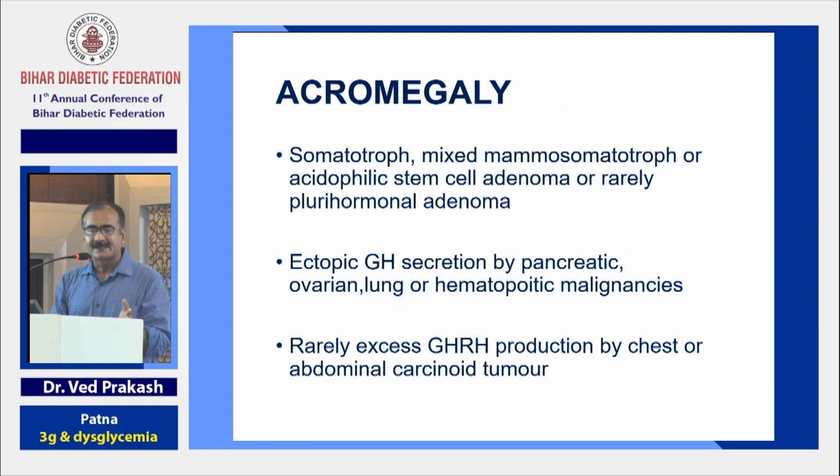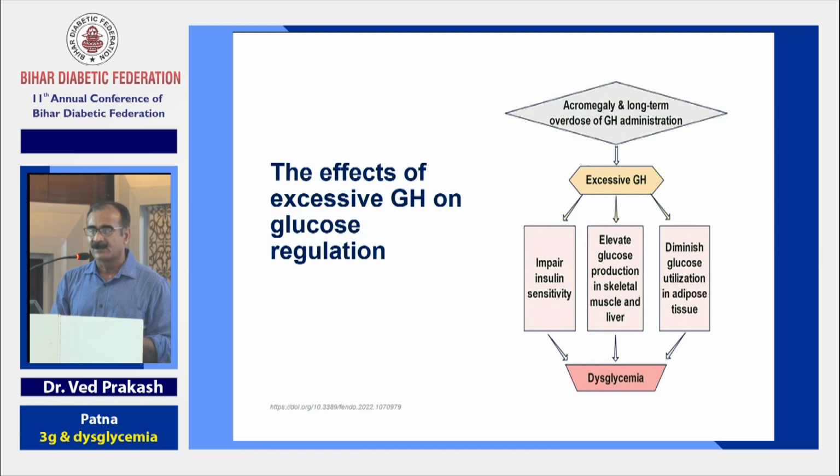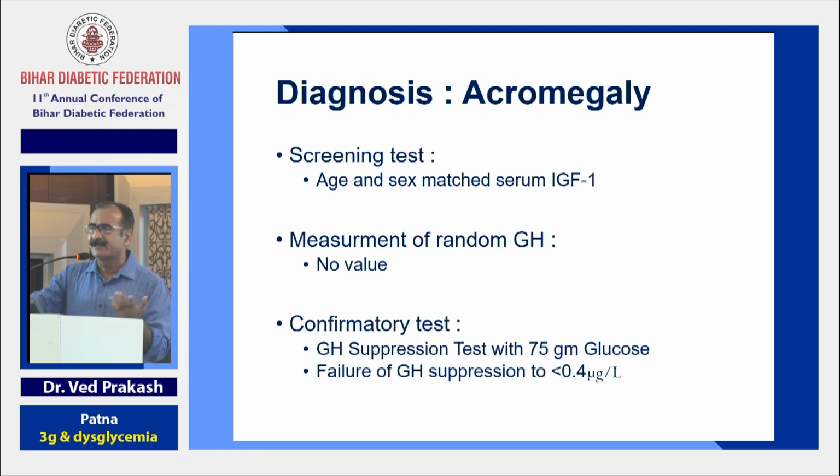Growth hormone excess condition is acromegaly. We have already discussed the effects of growth hormone. Acromegaly, how will you diagnose? The screening test for acromegaly is the age- and sex-matched serum IGF-1 level. Measurement of random growth hormone has no value. The confirmatory test for the diagnosis of acromegaly is the growth hormone suppression test following 75 gram of oral glucose, and failure to suppress GH level below 0.4 microgram per liter is the confirmatory test.